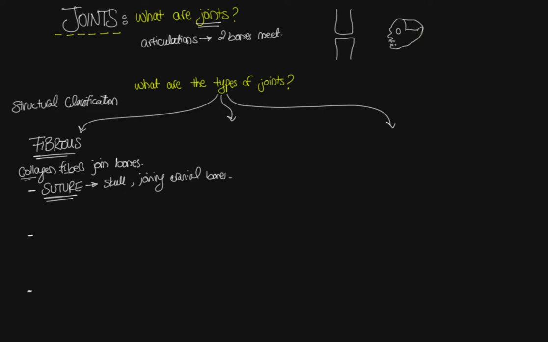The second type of a fibrous joint is what we call a gomphosis. And this is the type of joint that you find in your mouth, and it's going to attach a tooth to its socket. And the type of collagen fibers that are going to attach the tooth to the socket is what we call the periodontal ligament.